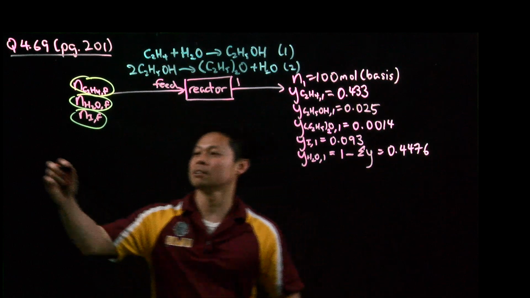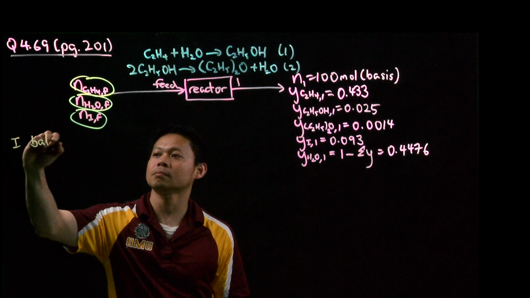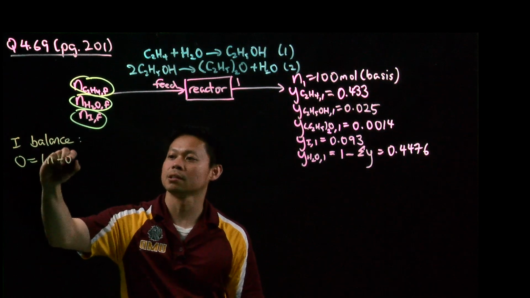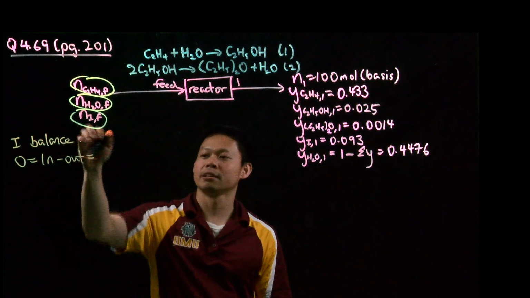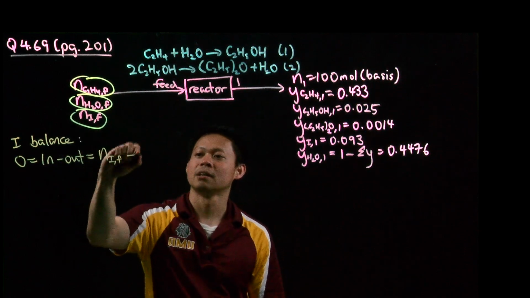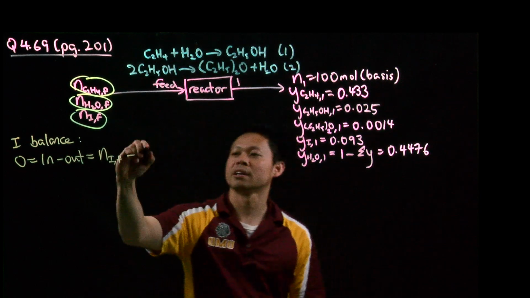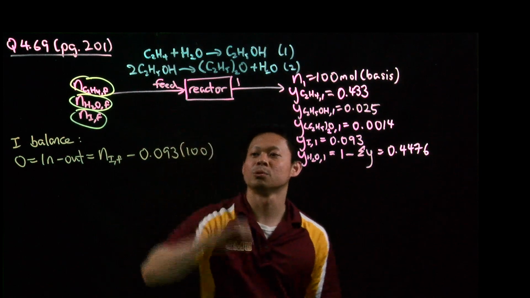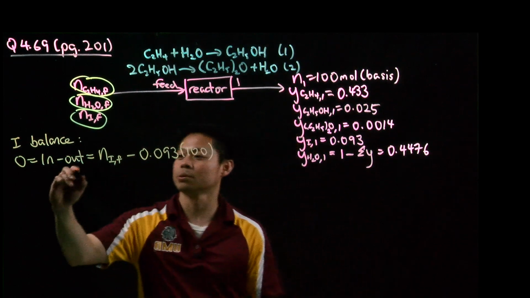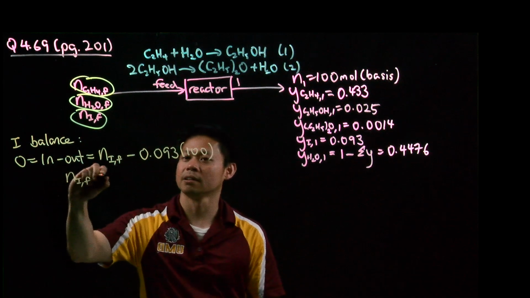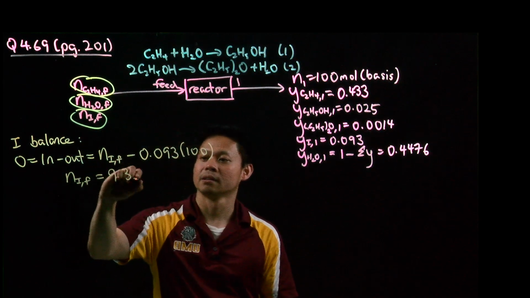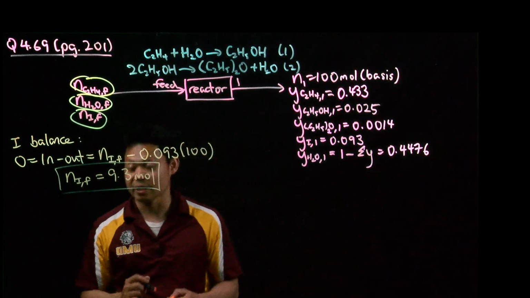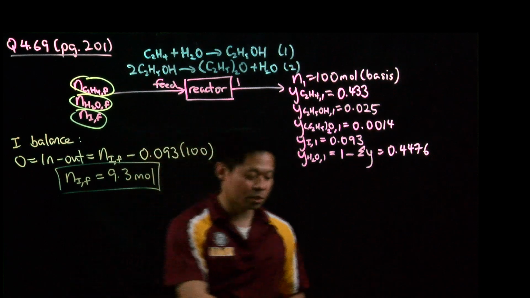So let's start with the easy one. Let's start with the inert balance. Inert balance is simply, because it's non-reactive, we know 0 equals in minus out. And what's coming in is right here, in our N_I,F. What is coming out is 0.093 multiplied by 100. That is the number of moles of inert that's coming out. And so in this case, we can figure out our moles of inert right here of 9.3 moles.